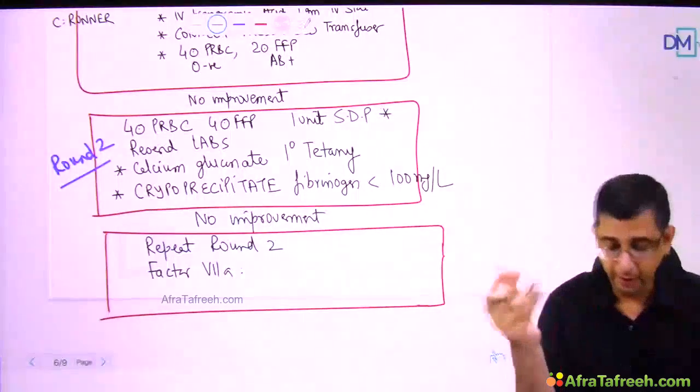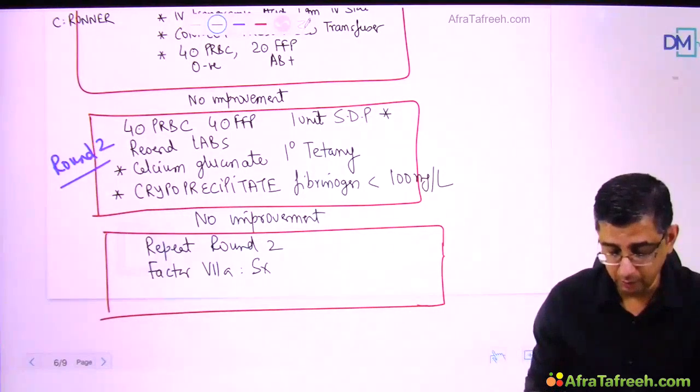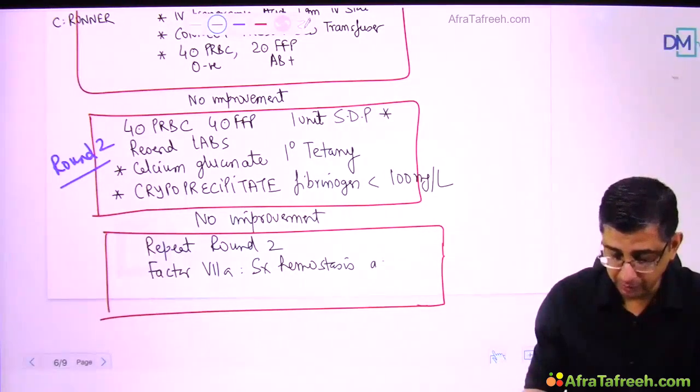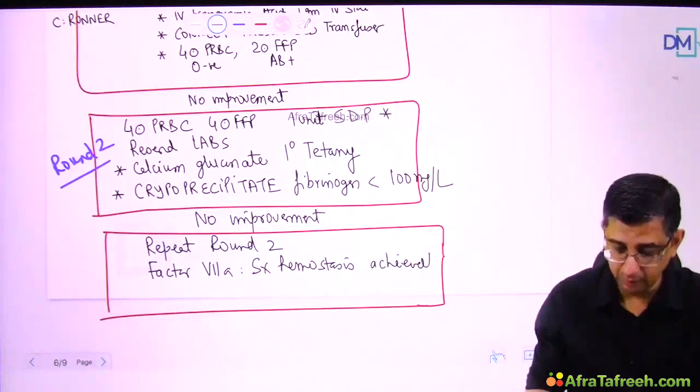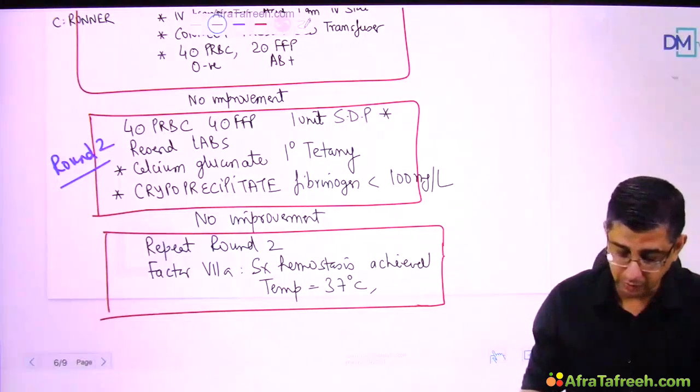So let us look at indications for giving factor 7A in the patient. One of the indications would be the surgical hemostasis has been achieved. The body temperature of the patient has also stabilized. When he came, he was hypothermic. Now the body temperature is up to 37 degrees Celsius from 35. The pH of the patient has also stabilized. The initial pH of the patient was 7.2.